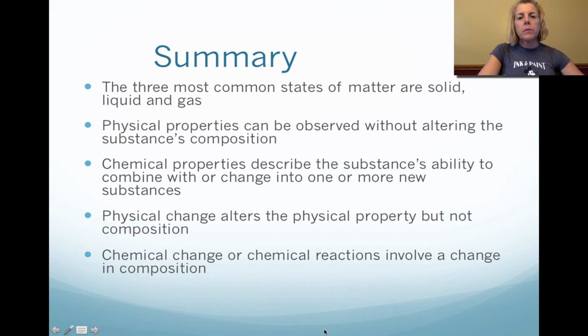Okay, so please remember that the three most common states of matter are solid, liquid, and gas. Physical properties, you can see them without altering the substance's composition. Chemical properties describe the substance's ability to change into one or new substances. Physical change, we're just talking about altering the physical property, but not the composition. And then lastly, chemical change or reactions, we actually have change in composition.